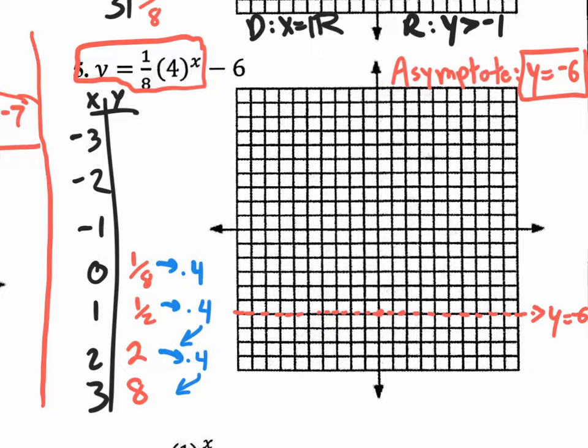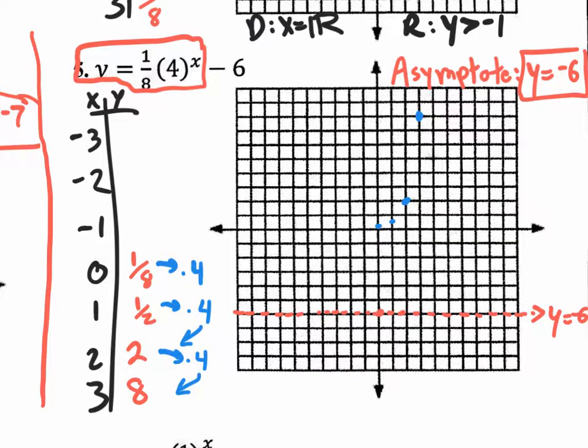Let me do these coordinates in blue. So 0, 1/8: 0 on the x, 1/8 on the y is right there. It's close to nothing. And then 1 and 1/2. And then 2 and 2. 1, 2 is right here. And then we have 3 and 8, which is up here.